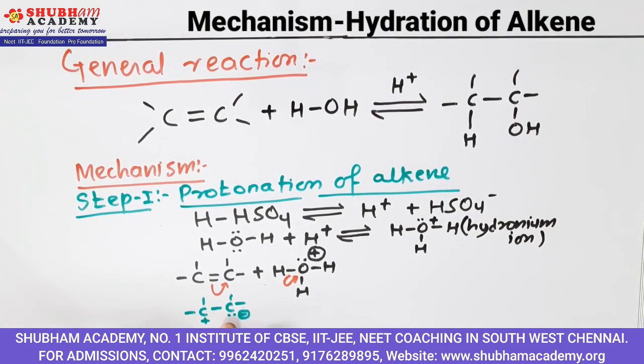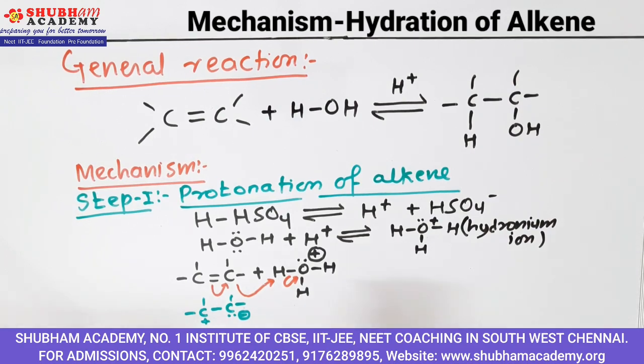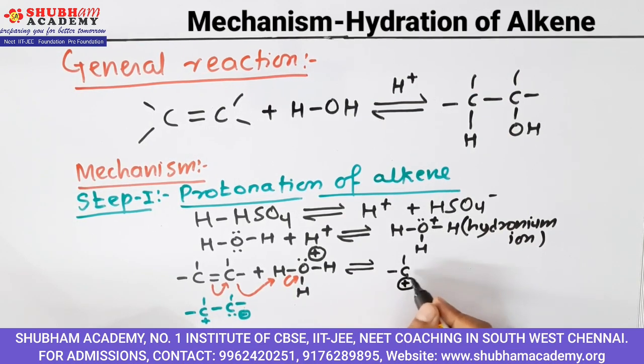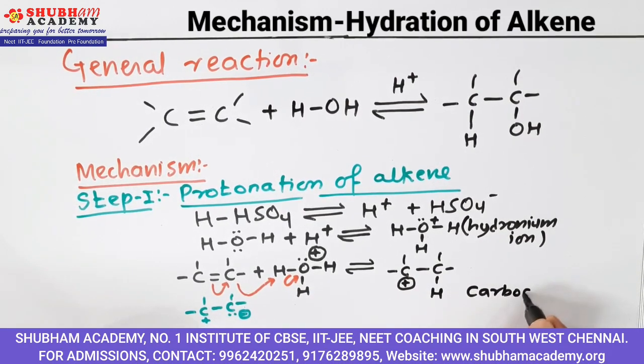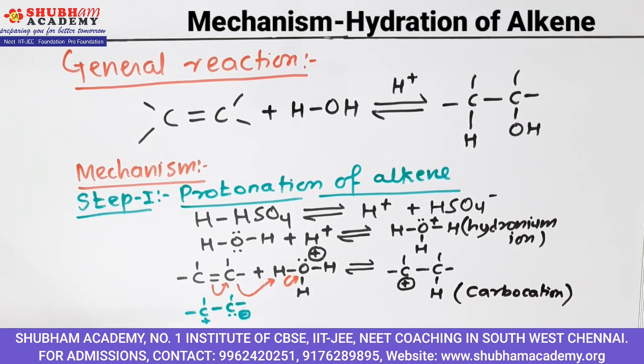Then this negative will pull this H plus, right. So this will pull this H plus, and your first intermediate will be C. Here you are getting a positive charge, CH H. So this is what? This is carbocation, right. So in this step you got a carbocation, right.